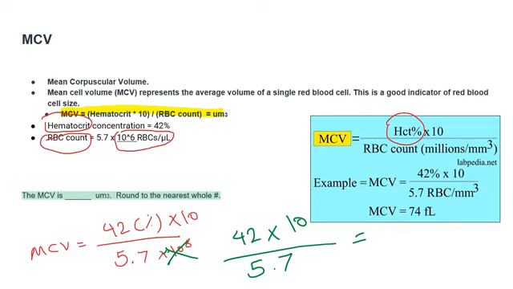Let's see what our number is going to be. The number that you get for the MCV is 74.